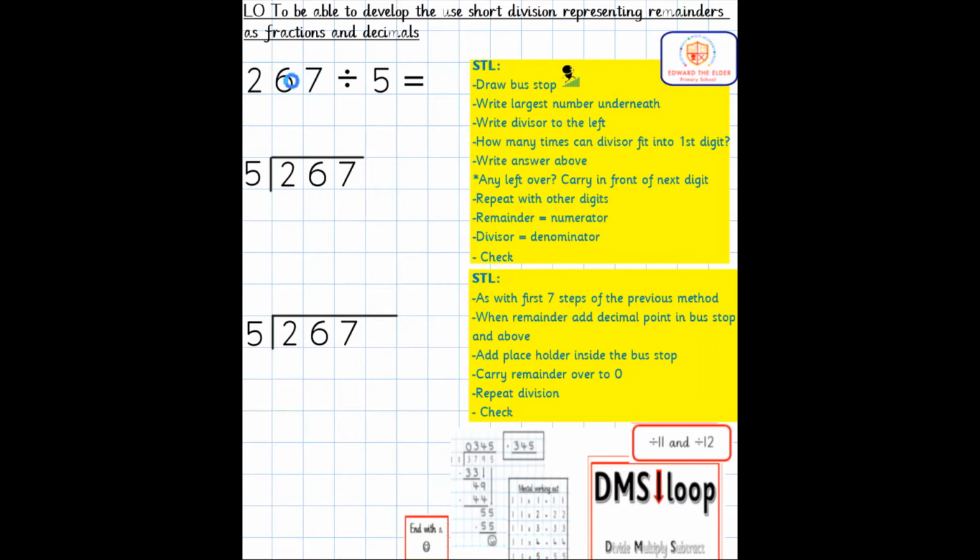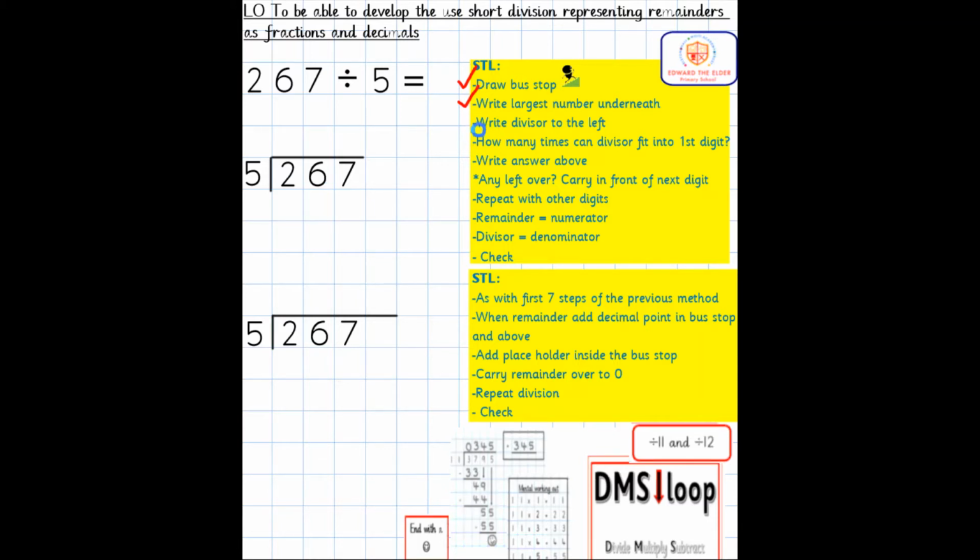Our number sentence is 267 divided by 5. So first of all, we're going to look at representing our remainder as a fraction. My first step is to draw my bus stop, which I have done using a ruler. My next step is to write the largest number underneath, as I have done, 267 inside the bus stop, 1 digit per square, keeping my learning organised.